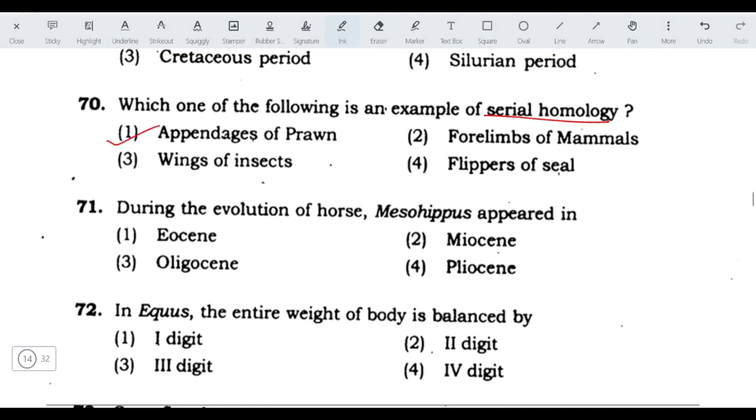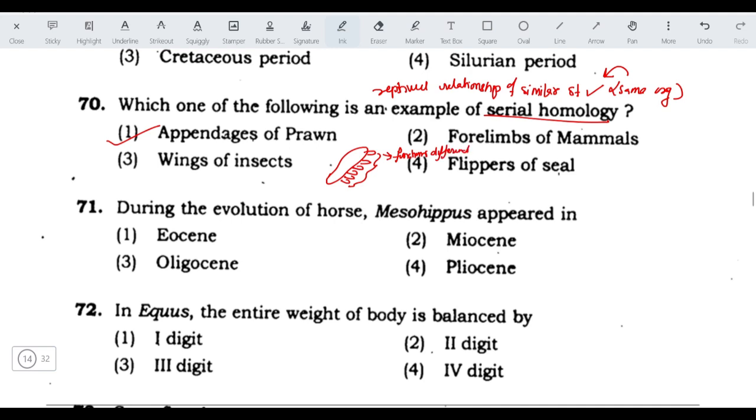Serial homology refers to a repetitive relationship of similar structures within the same organism, right? Such as the numerous segmentally arranged appendages of a prawn, each adapted for a specific function but sharing a common structure pattern. So, in serial homology, an organism has similar repeated structures in every segment. But these structures are different in their functions, but have similar origin.